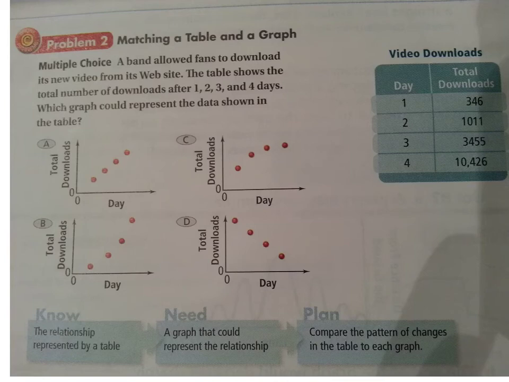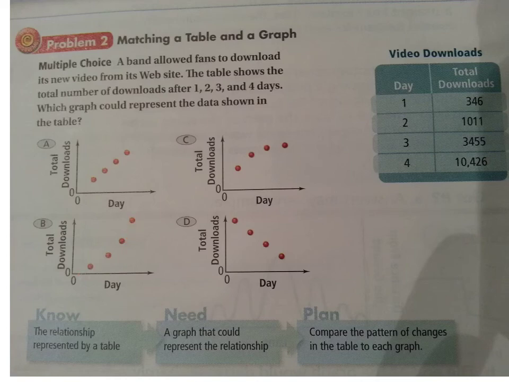All right, so let's look at it. We start off with a number. It increases by about 700. Then it increases by about 2,500. And then it increases like 7,000. So what do you notice about the increase each time? It's getting higher and higher. Therefore, graph B would be our answer.